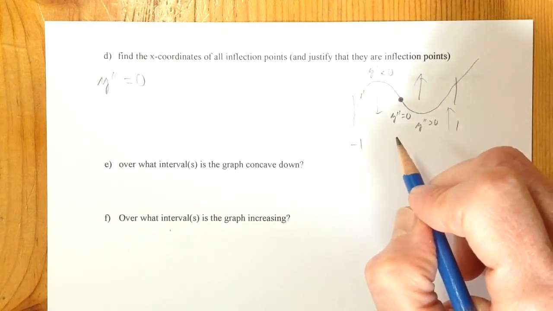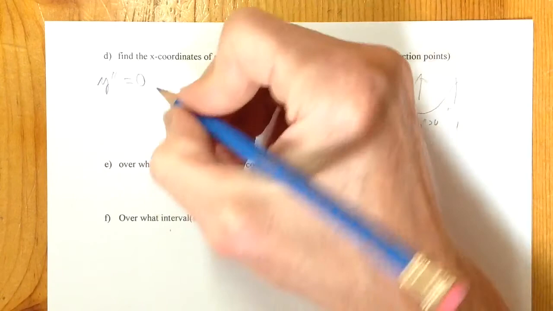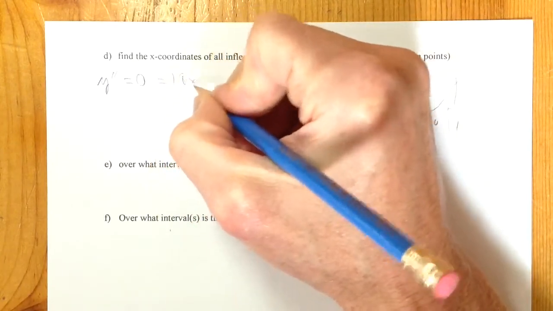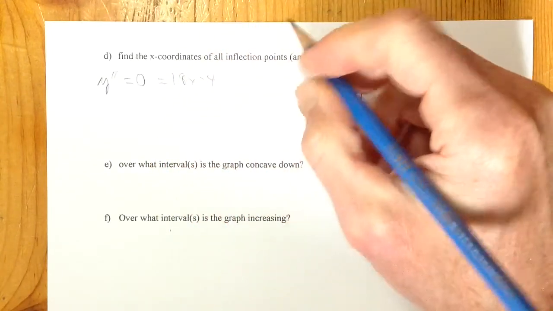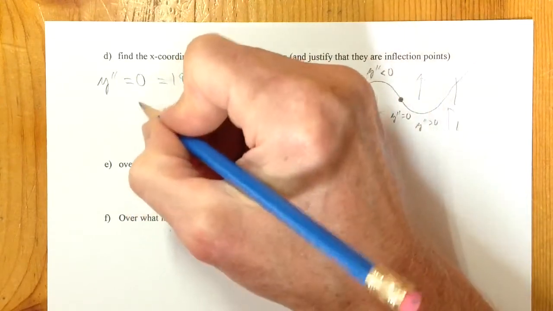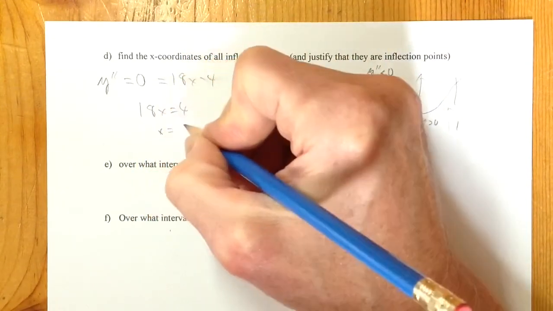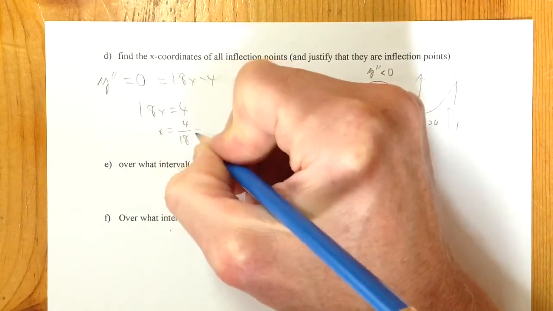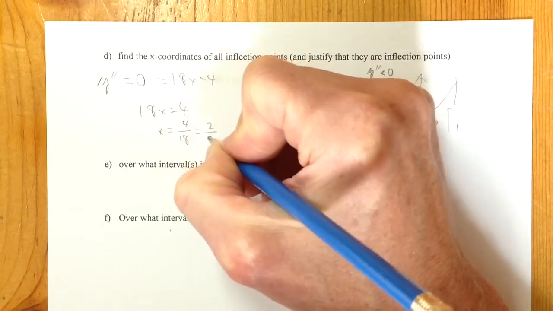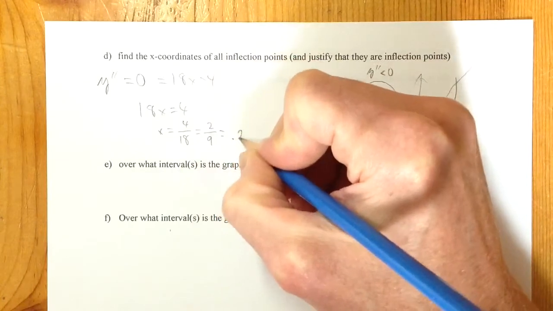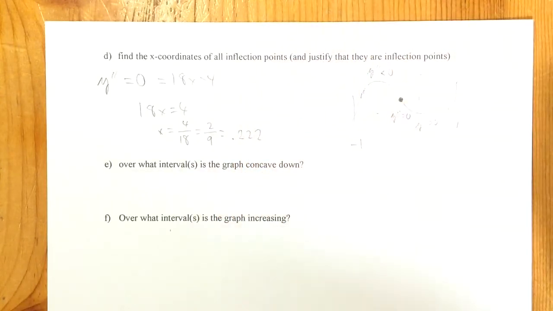Okay, second derivative we already figured out was 18x minus 4. So this is pretty easy math. Put the 4 over there. So 18x is equal to 4, or x is equal to 4/18, which is 2/9, which we know is 0.2222. So that is the inflection point. It happens at x equals 0.222.